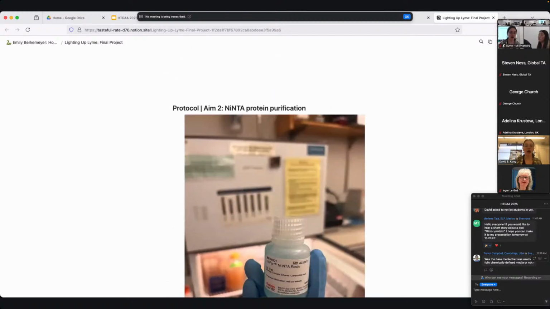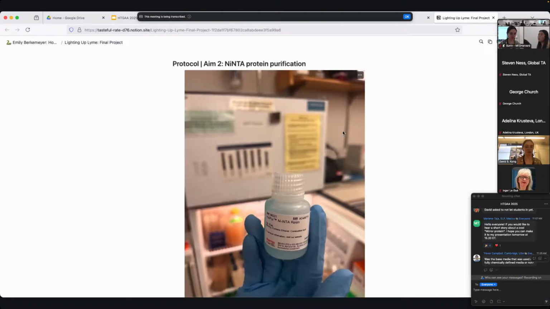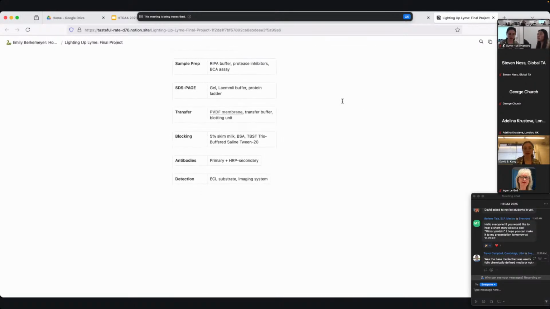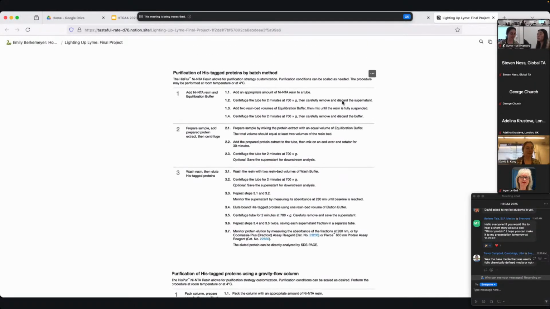And then aim 2, which is quite doable, is doing protein purification. Here's some methodology. And thank you so much for your time. And I would love some questions.